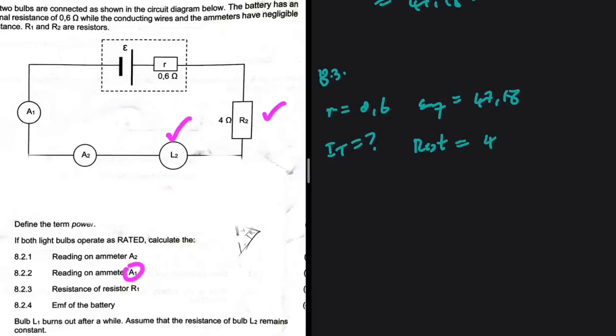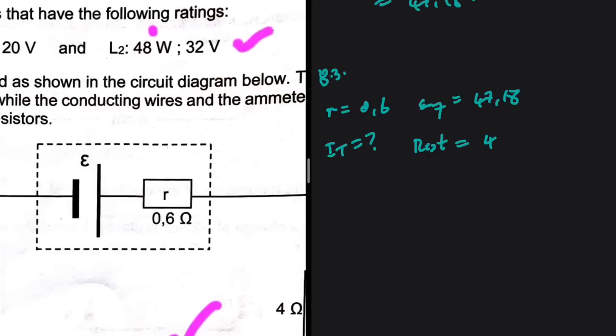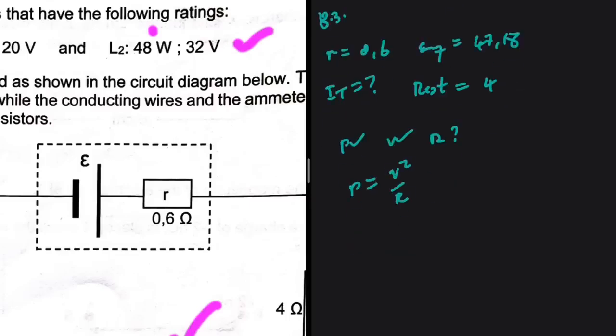We don't have the resistance of L2, but we can use the information that is given there to calculate it, because the resistance remains the same, right? So we can still use that information. It's still relevant. So we have the power, we have the voltage. How do we calculate the resistance? P is equal to V squared over R.